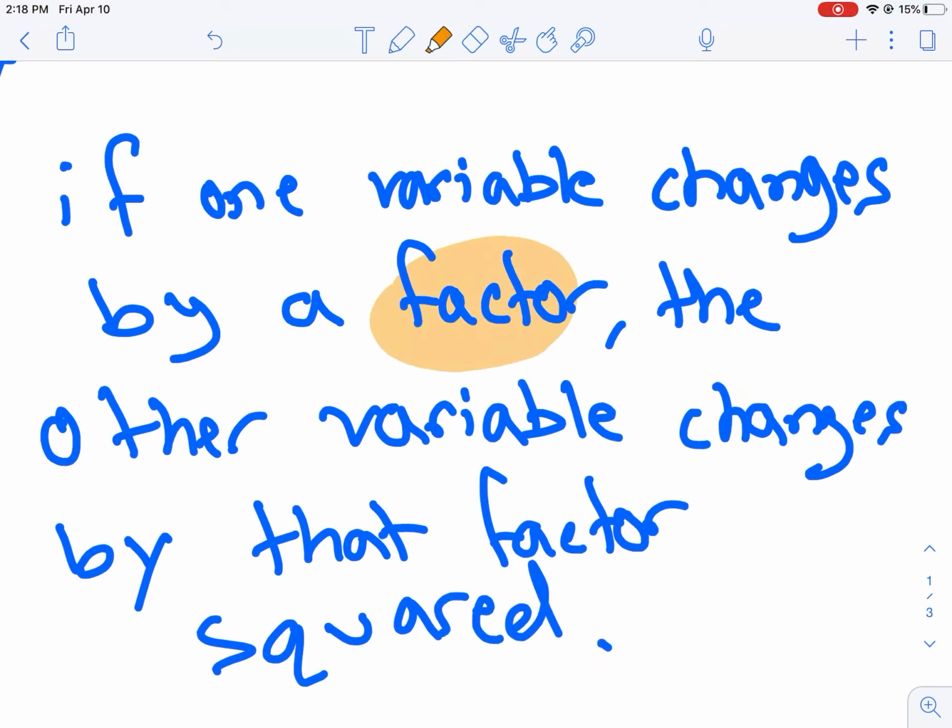A factor is a multiplier, so if something changes by a factor, that means that variable is being multiplied by a number. Okay? So that's the definition of a square relationship.